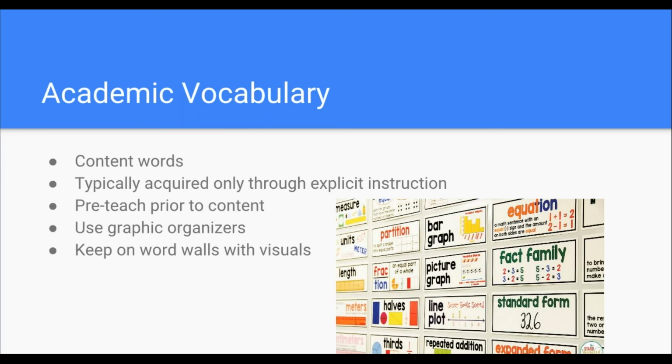Using graphic organizers could be great. And if there's a place that you guys could put some of these important words on a word wall, we love to use word walls as teachers as well. And then of course, having that visual picture to go with it would be very helpful.